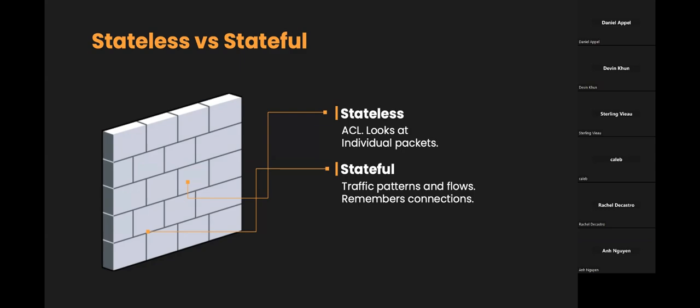Stateful firewalls are a little bit different. They keep track of the flow of network traffic. So instead of having to set an individual allow traffic in on port 80 and an individual allow traffic out on port 80 rule, you can just set an allow in rule.